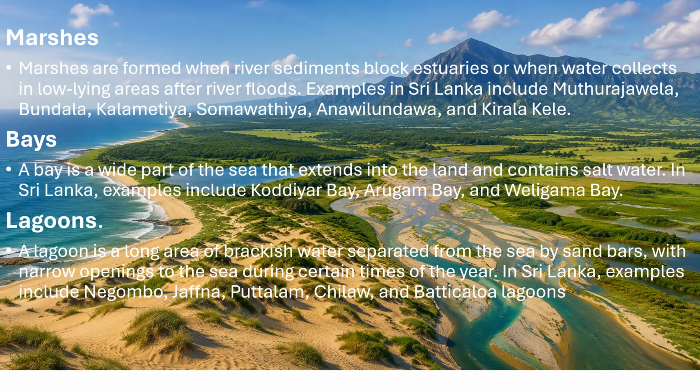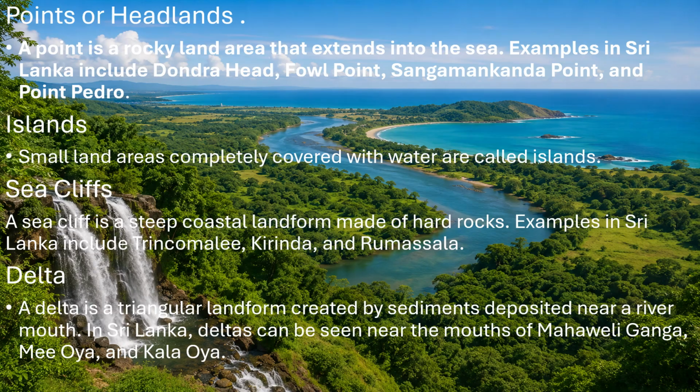Lagoons. A lagoon is a long area of brackish water separated from the sea by sandbars, with a narrow opening to the sea during certain times of the year. In Sri Lanka, examples include Negombo, Jaffna, Puttalama, Chilaw, and Batticaloa lagoons. Points or headlands. A point is a rocky land area that extends into the sea. Examples in Sri Lanka include Dondra Head, Foul Point, Sangamankanda Point, and Point Pedro.